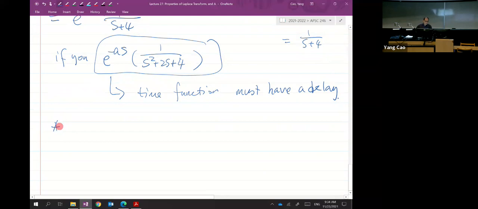So I would consider this a relatively tricky type of application of a Laplace property, right? You just have to do one manipulation first before you can actually apply the Laplace property. Two more properties: one is called the initial value theorem, and another one is called the final value theorem.